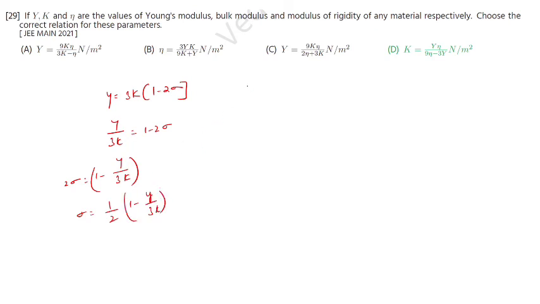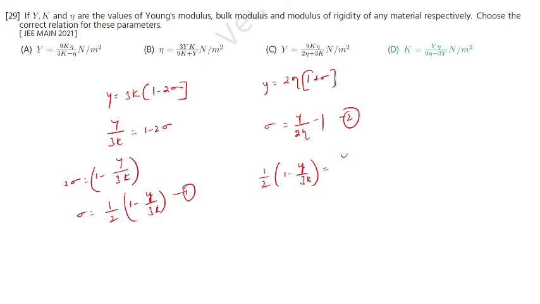And one more relation, Y is equal to 2 eta into 1 plus sigma. This is the relation between Young's modulus and rigidity modulus eta, and here sigma is Poisson's ratio. Again from this we will get sigma as Y divided by 2 eta minus 1. Let us take these as equation 1 and equation 2. Both equations are giving sigma, no? So if we equate these two, 1 by 2 into 1 minus Y divided by 3K is equal to Y by 2 eta minus 1.